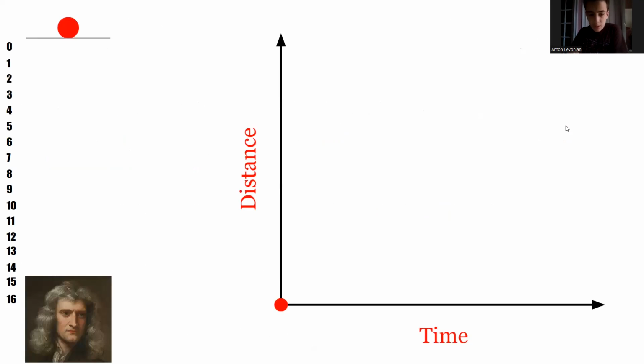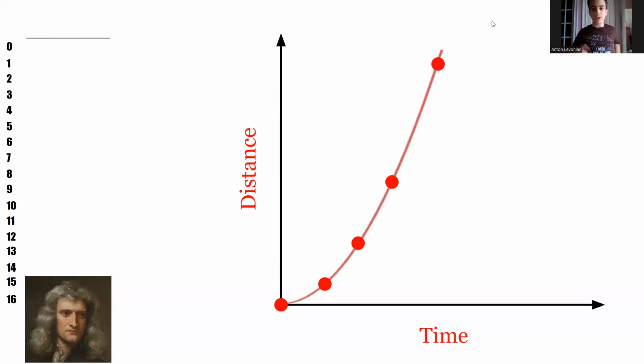Okay. So let's go back to the example of Newton and the apple. So the apple here is falling on Newton's head, and we have a graph of distance versus time. So notice that the apple is falling, and this is a graph of the distance versus time. So we can graph it like this.